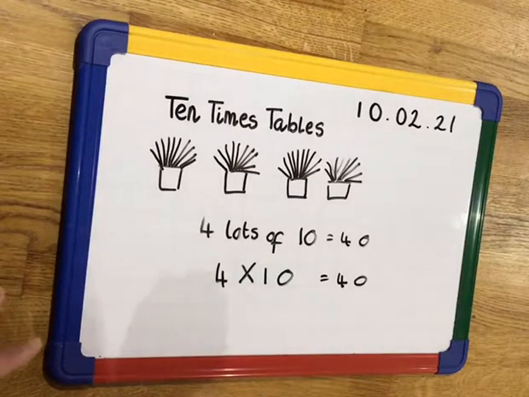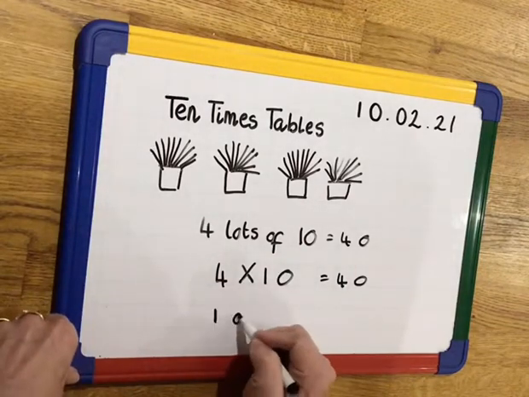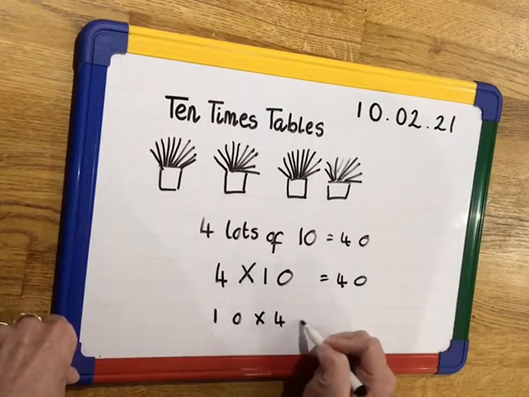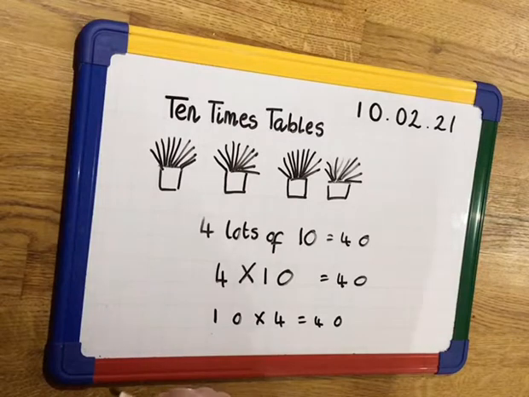And do you remember what we looked at yesterday, children? If I know that 4 times 10 is 40, I also know that 10 times 4 is 40. So 10 lots of 4 is also 40.